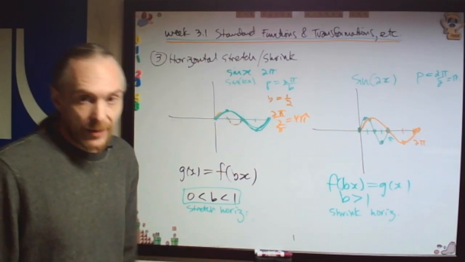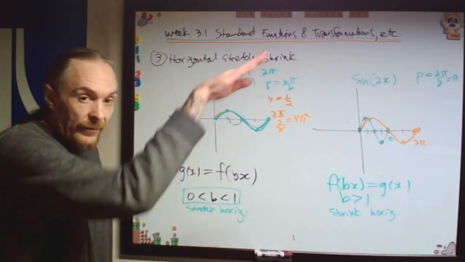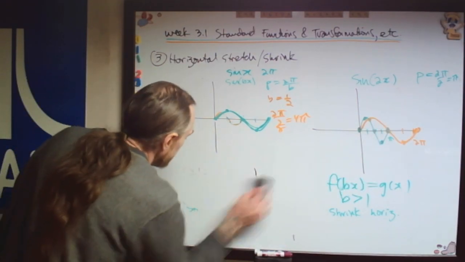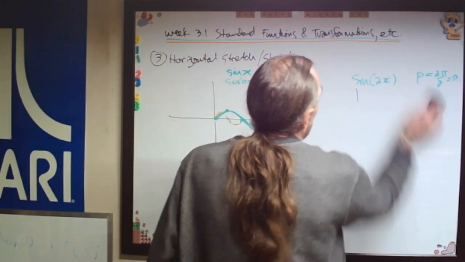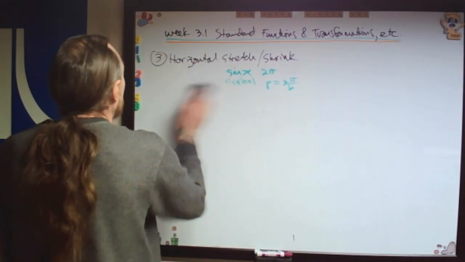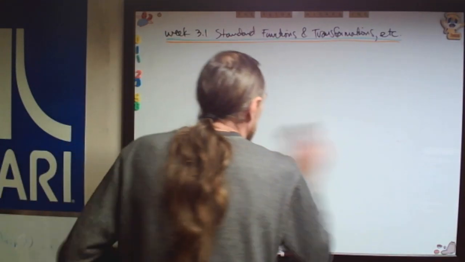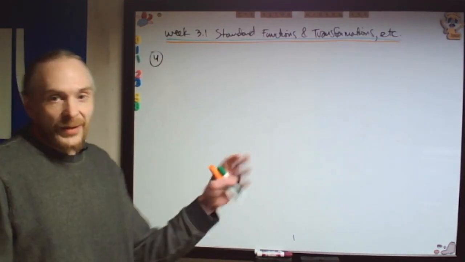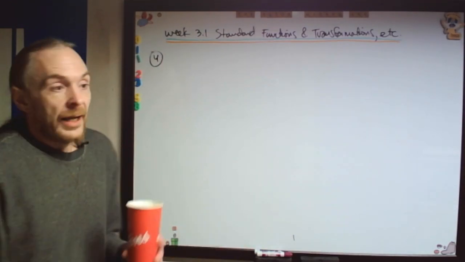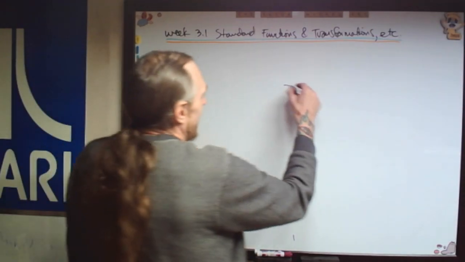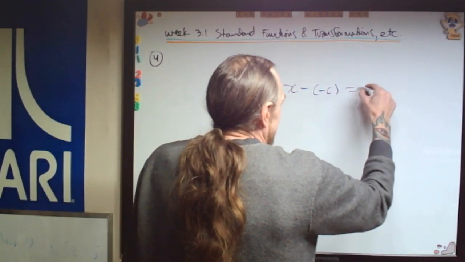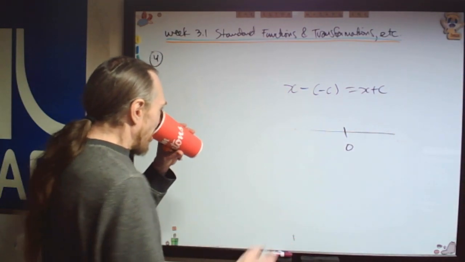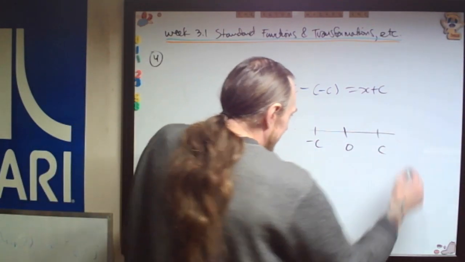The last two categories are the easiest ones, which are vertical shifting and horizontal shifting. So 4 has one that's actually backwards. Let's drink some coffee. Again, this one will be backwards because x minus c is equal to x plus c. And then if we're on 0, negative c is over here.